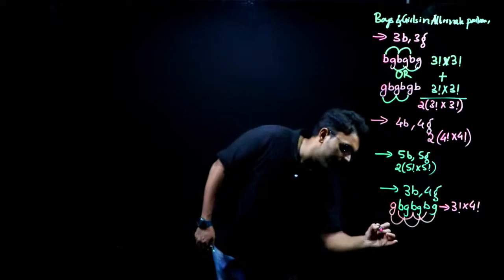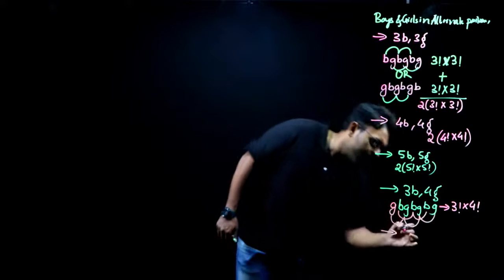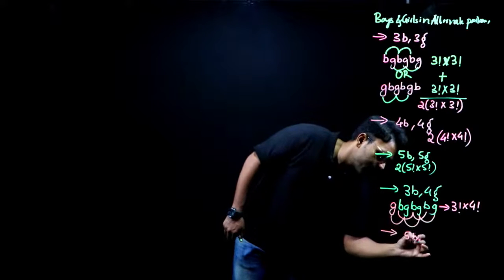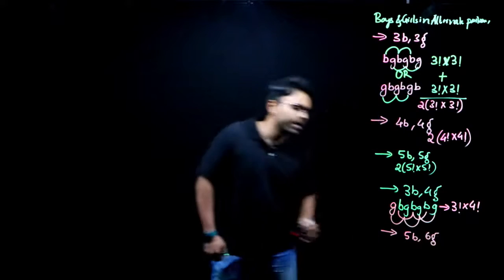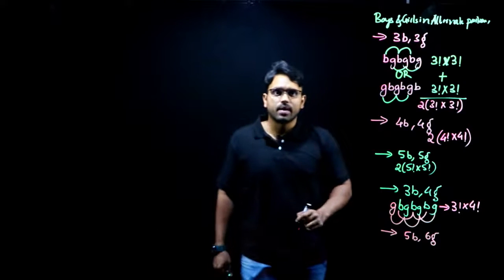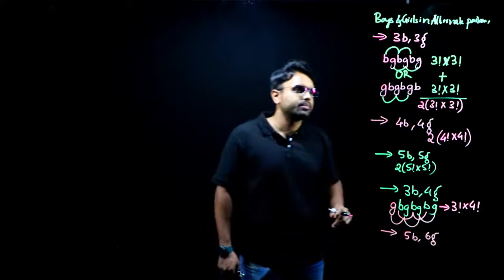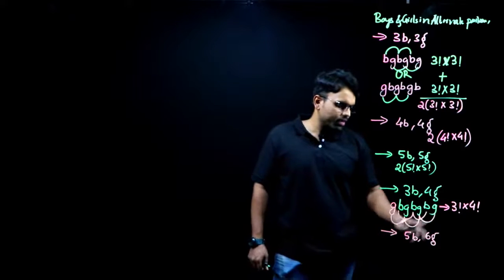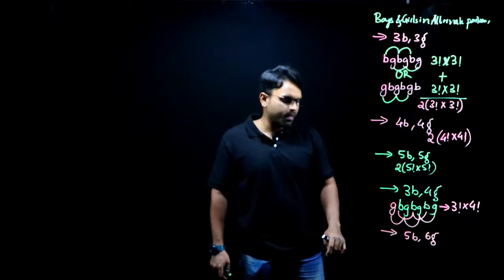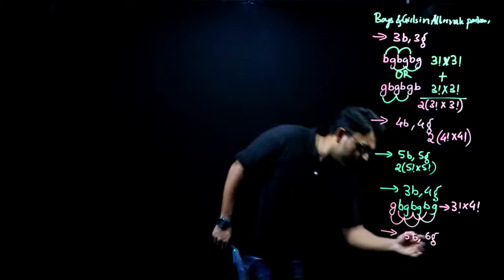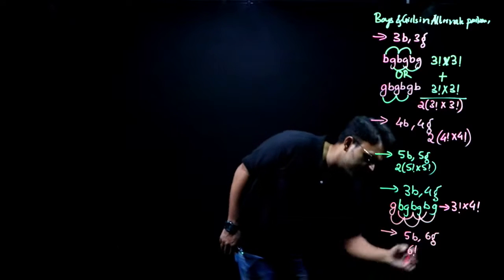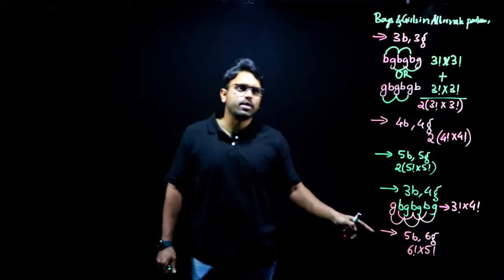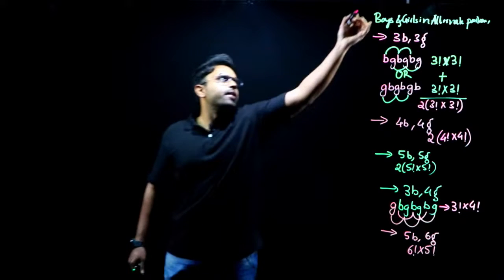Now if I ask you again, this time what am I doing? I'll say there are 5 boys and 6 girls. What will be your answer? Everyone, what will be your answer? The answer will be simple. There is only one case. What will happen? Very good. 6 girls can rearrange themselves in 6 factorial ways and 5 boys can rearrange themselves in 5 factorial ways.